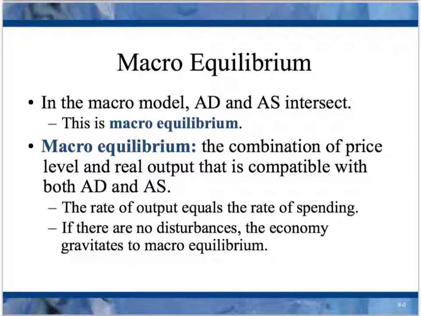So the forces of aggregate demand and aggregate supply confront each other in the marketplace. Eventually, buyers and sellers discover that only one price level and output combination is acceptable to both sides. This is the price-output combination we designate as macroequilibrium. At equilibrium, the rate of output equals the rate of spending, and producers have no reason to change the production level.